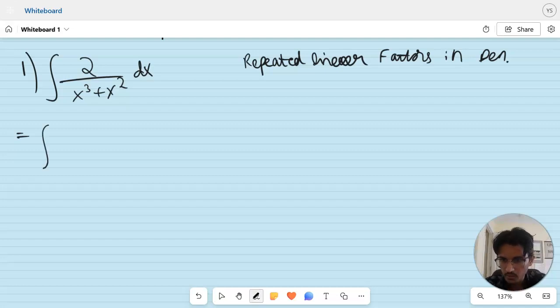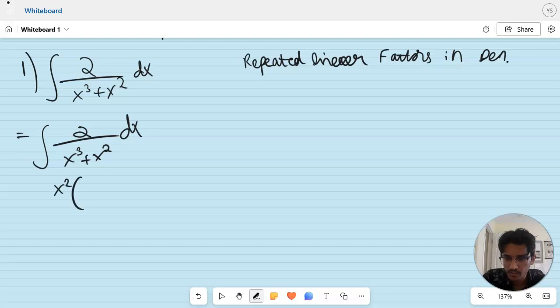As we were doing in the last video also, we want to get them into separate partial fractions, right? So we are separating these two: x squared times x plus 1, right? I'm trying to factor it out. This is going to help us find our partial fractions.